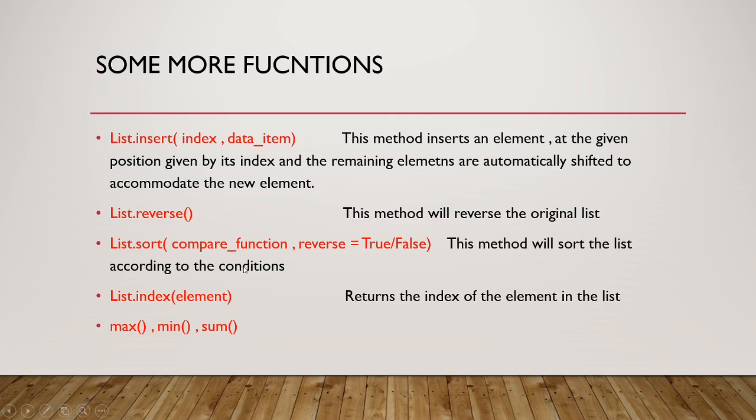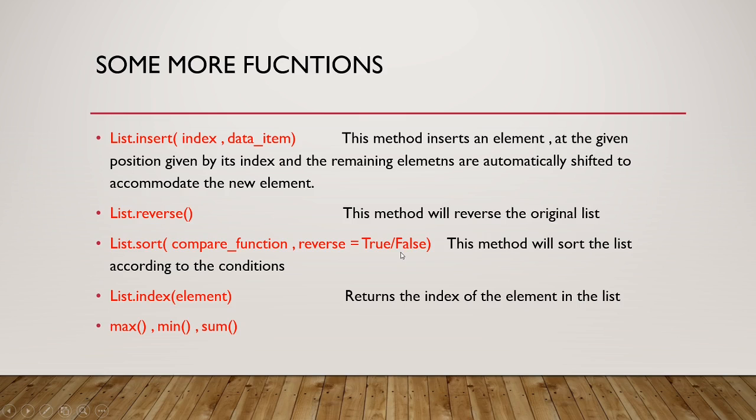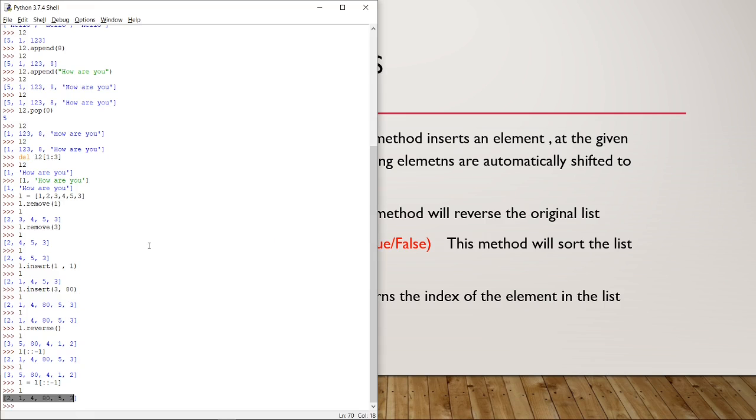There can be different conditions that the user wants to sort the list on the basis of, which we can do. Also, reverse equals true/false here states that list dot sort will sort the list in ascending order by default, as the reverse value is equal to false by default. But if we set it to true, then it will sort the list in descending order. Okay, let me show you that.